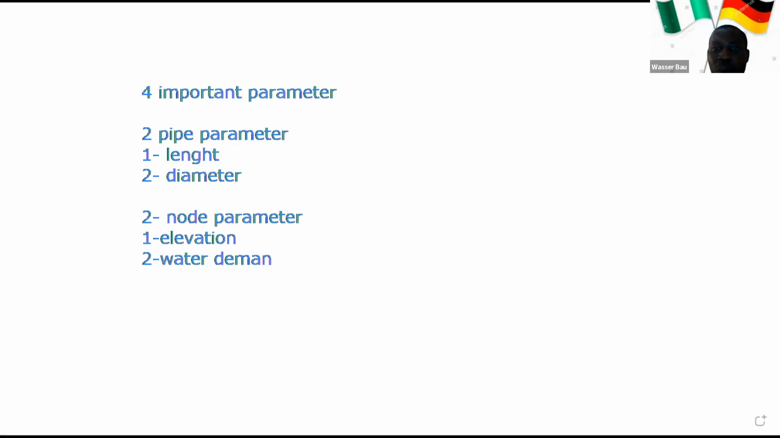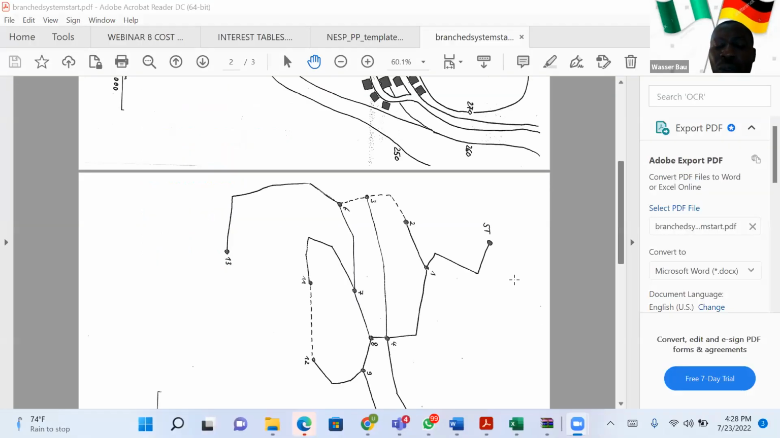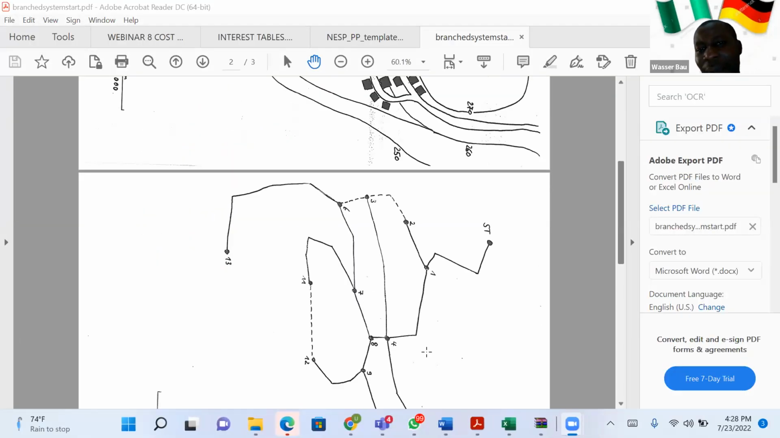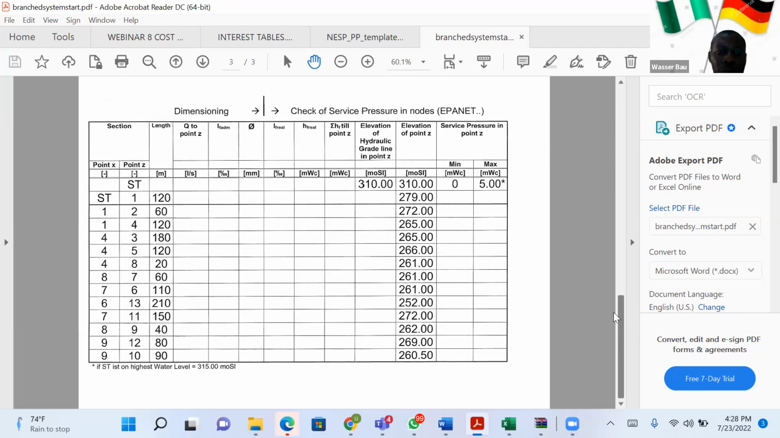So if you look at this network here, what are the 2 things you can see? Nodes and pipes. There's nothing in this network other than nodes and pipes. If you come to this table, I will show you. Here is the length. The length is normally available. You can easily read off the length anytime. Then this is the discharge. We're yet to do it.